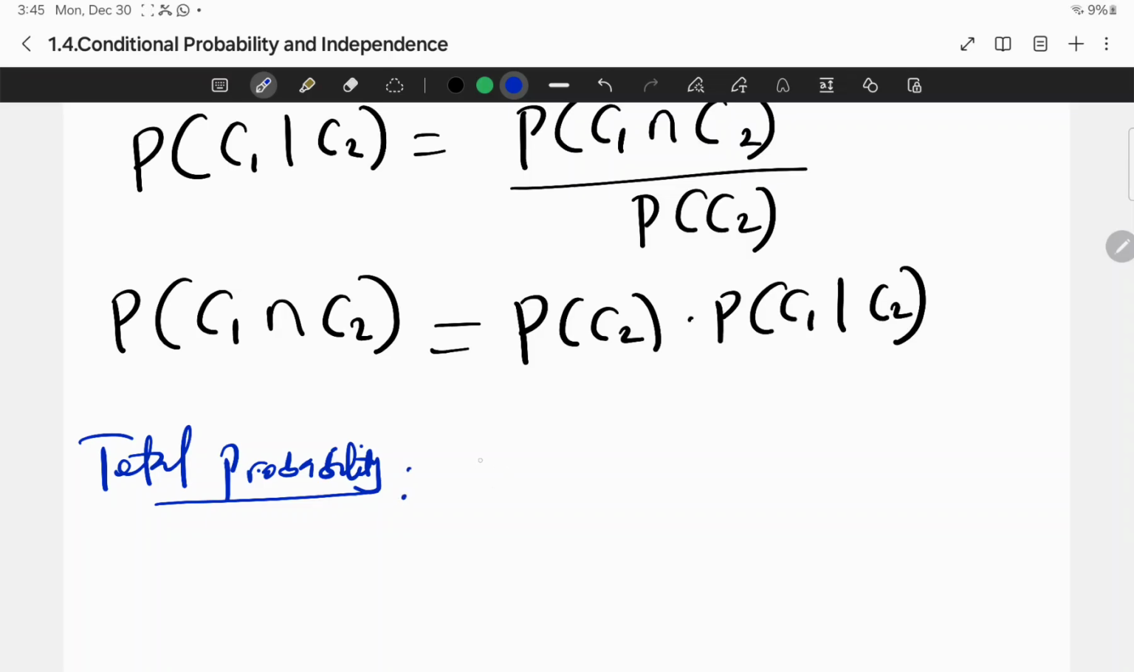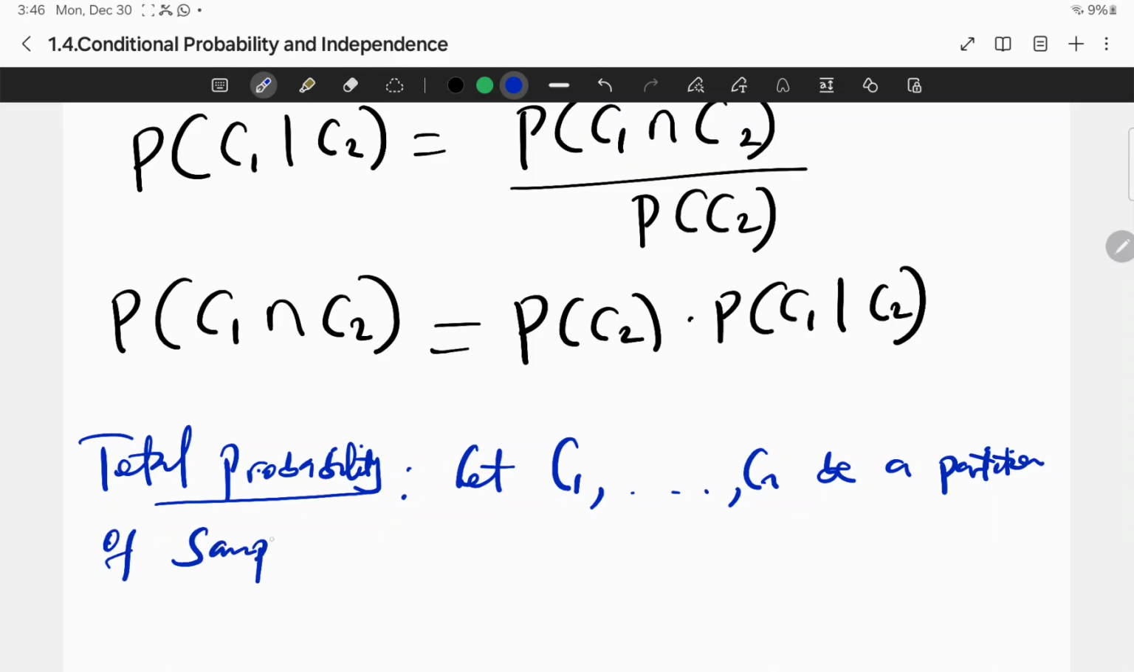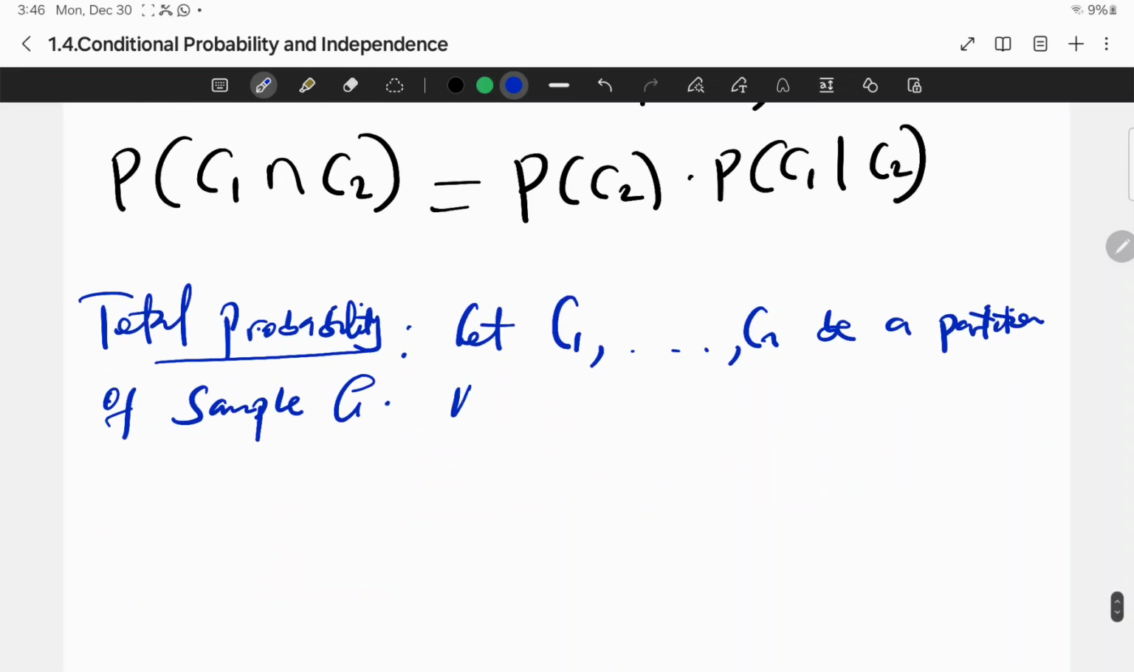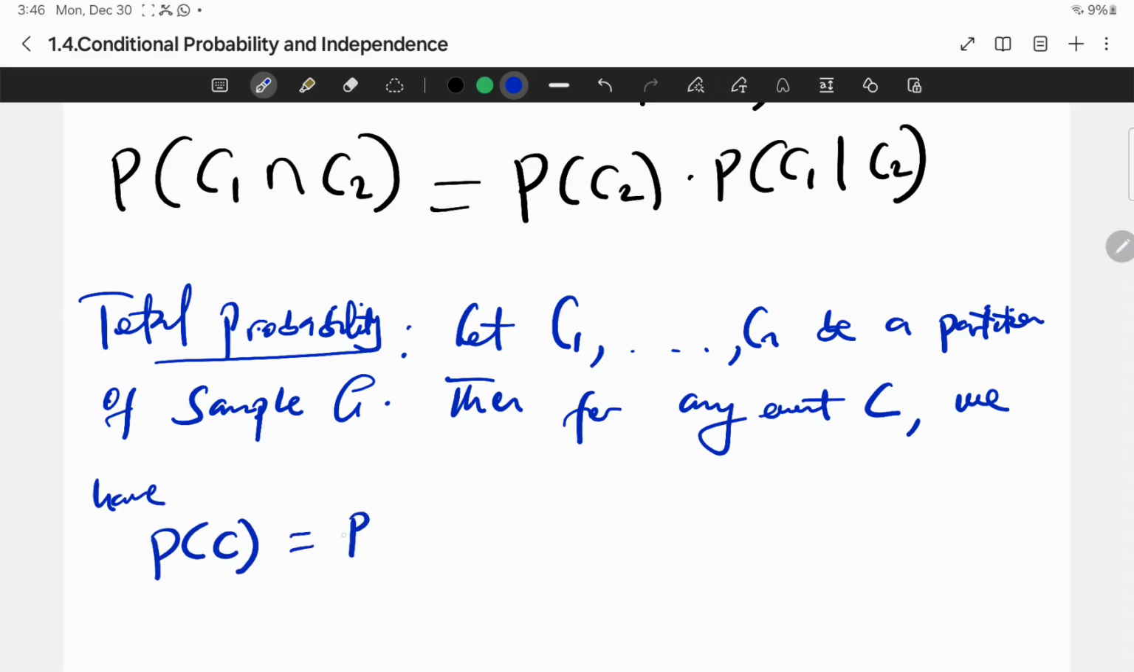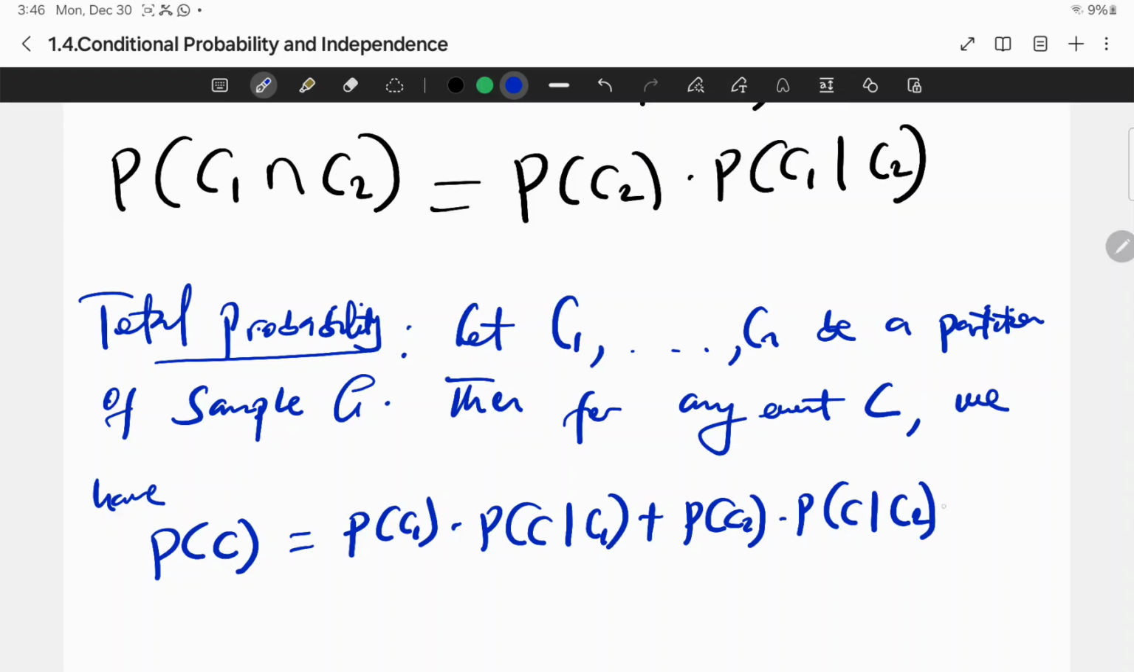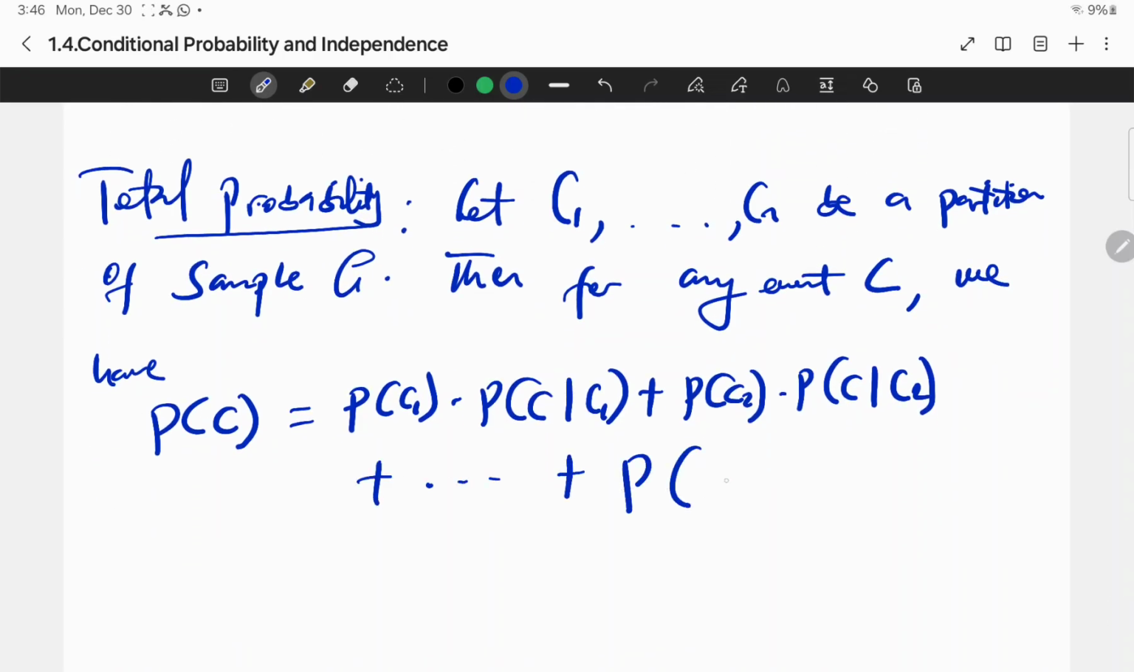Let C1 through Cn be a partition of our sample space, call it C. Then for any event C, we have the probability of C equal to the probability of C1 times the probability of C given C1, plus the probability of C2 times the probability of C given C2, plus ... plus the probability of Cn times the probability of C given Cn.